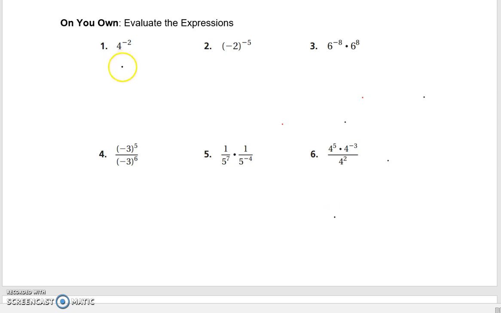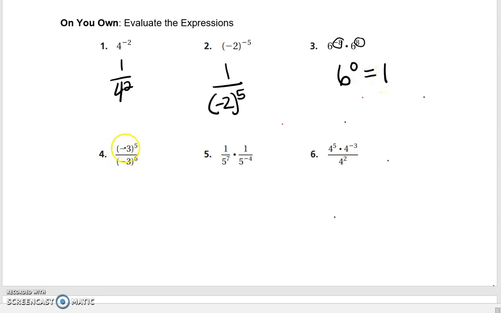All right, number 1, 4 to the negative second is 1 over 4 squared. Oops, and you can leave it like that. Number 2 is negative 2 to the negative fifth. So this is 1 over negative 2 to the positive fifth. When there's a negative exponent, send it to the basement, make it positive. Number 3, 6 to the negative 8th times 6 to the 8th. Add these exponents. Negative 8 plus 8 is 0. So 6 to the 0 power is 1.